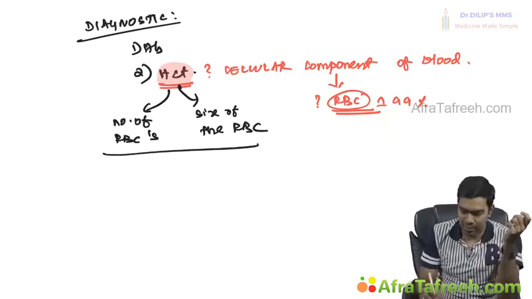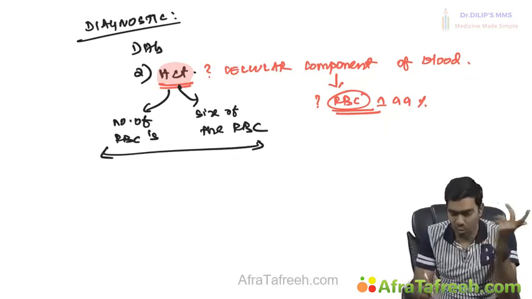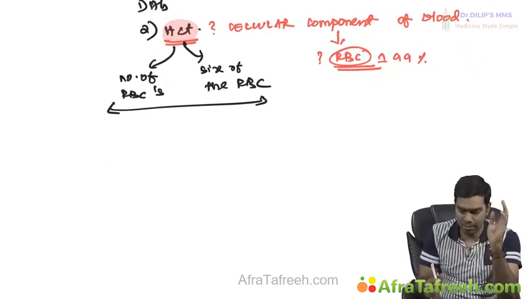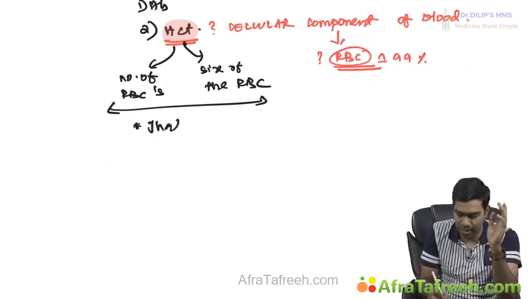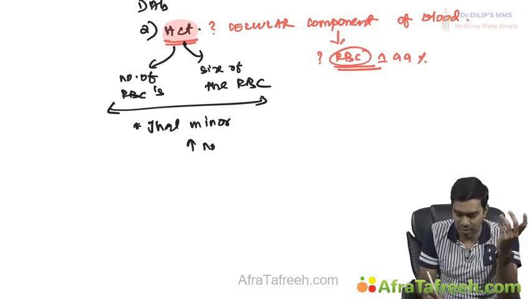There are two classic examples for that. Both are important. That's what I'm trying to do. How can you tell both are important? There are two classic examples. First thing, in thalassemia minor, the number of RBCs will be increased.